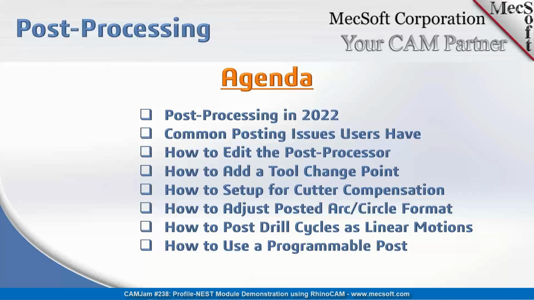And then another important topic is the arc circle format. How do we adjust it? What are the errors that we commonly see? Things of that sort. And then we'll talk about how to post drill cycles as linear motions. This is also a very common question because some of the machines out there are pretty old and they do not handle drill cycles, especially in rotated planes. So people want drill cycles to be output as linear segments, and there's a way to do it in our system.